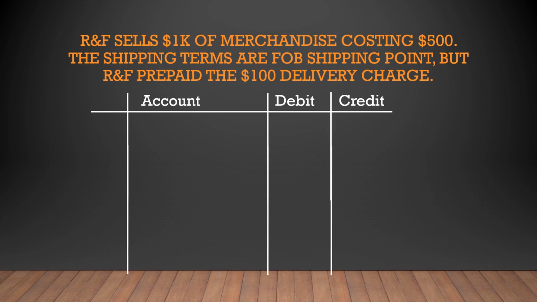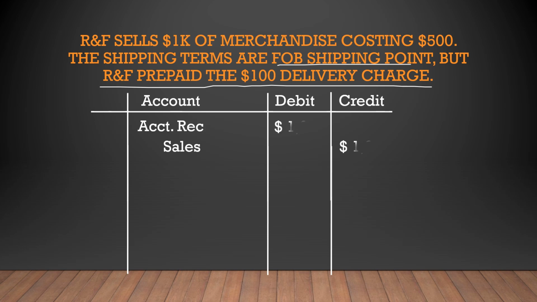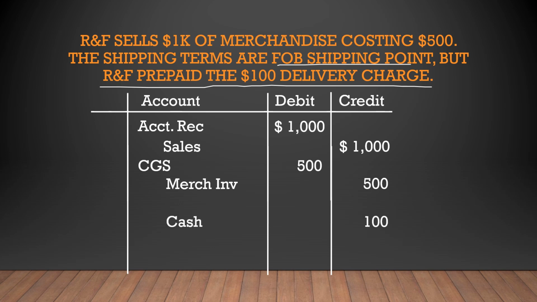Let's consider the same sale, but shipping terms are FOB shipping point, and R&F prepays the $100 delivery charge. The initial sales entries remain unchanged. Debit AR and credit sales for $1,000, then debit CGS and credit merchandise inventory for $500. Since we've already paid for shipping and handling, we've credited cash to the delivery company. And since the customer is going to repay us this amount when it pays for the purchase, we'll debit AR for that amount to be received.